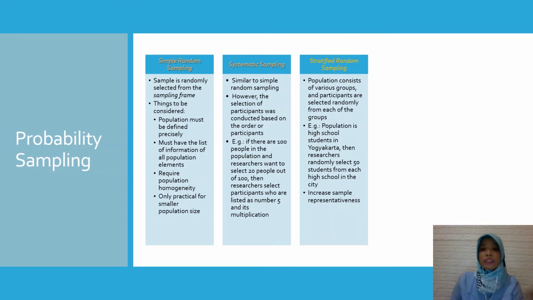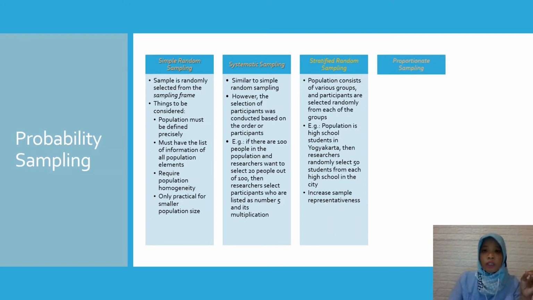This increases the sample representativeness, because we are not simply selecting them randomly out of the blue. We know that, okay, 50 students from SMA 1, 50 students from SMA 2, like this. So there is more system in selecting the sample.